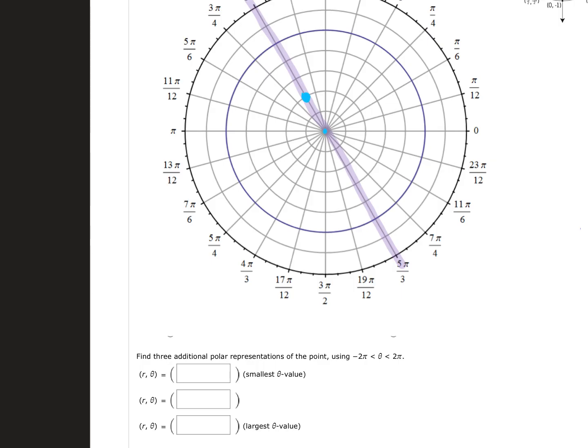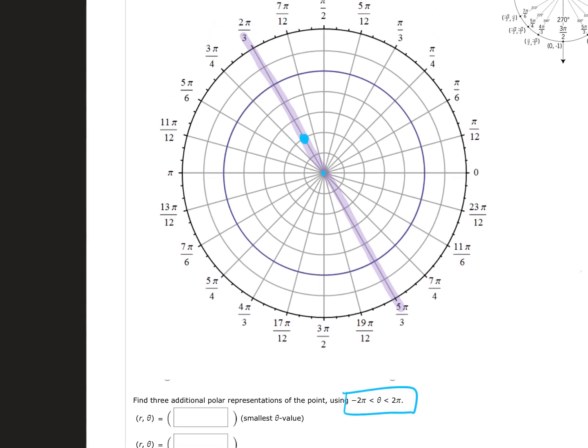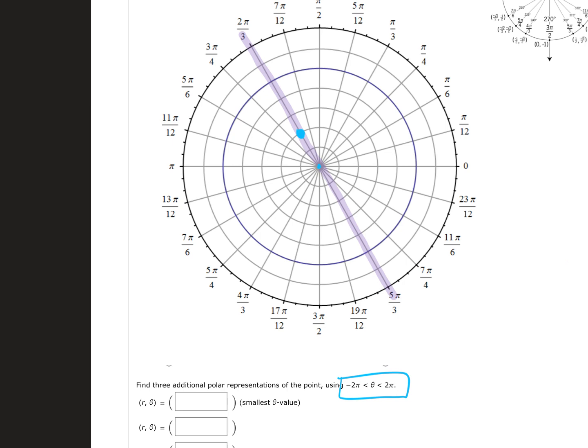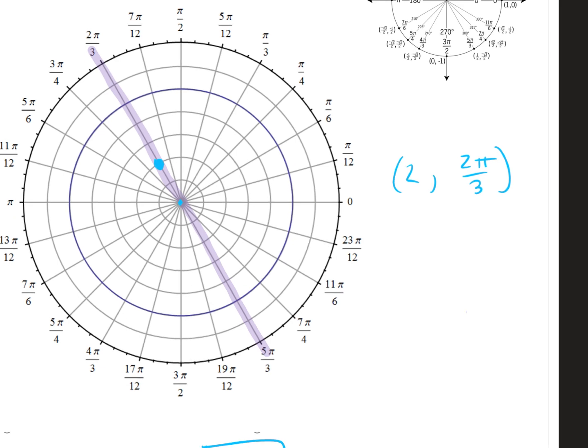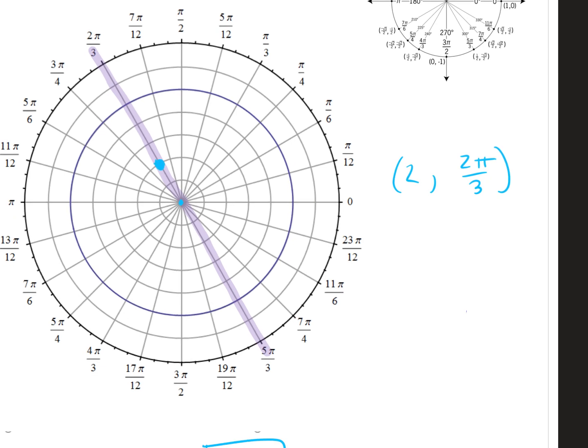The second part of this question says we have to find 3 additional polar representations of the point such that theta is in between negative 2 pi and positive 2 pi. So we can't just keep adding 2 pi each time. We've got to stick within these parameters here. All right, so let's find additional polar representations of the point. So we have, I'm going to rewrite it over here, 2 and 2 pi over 3. What's another point that gives us the same one, another coordinate that ends up here?